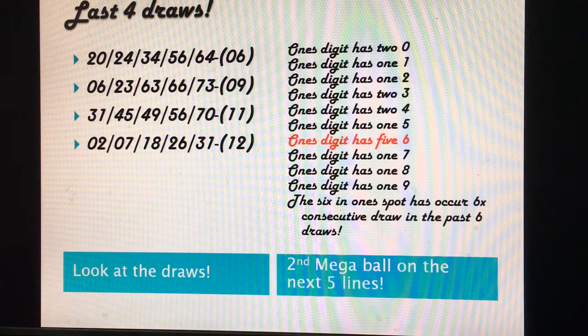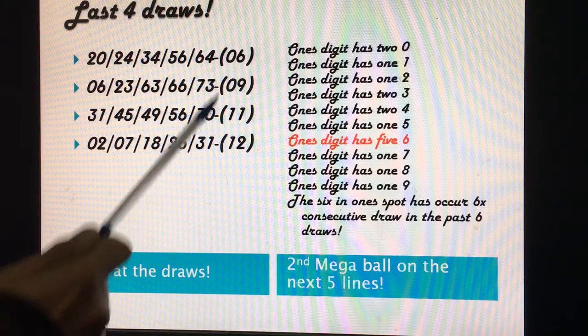2 Mega Ball from 01 to 09, and 2 Mega Ball from 10 to 15. So picking the 10 and the 2 is the right option because it can go 50-50 using the last 4 draw.